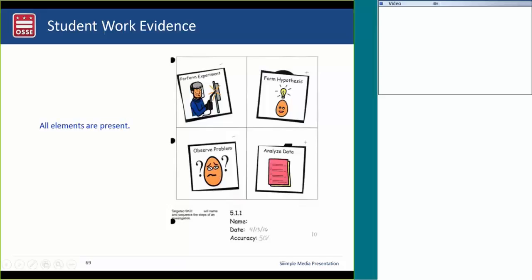This one is all right. And here, this was a cut and paste, I'm pretty sure. But here's the targeted skill down at the bottom. Actually, all the information is down at the bottom. And here's the student work. Now, there's no student directions here. The work sample is not penalized for no student directions. Best practice, again, would suggest that you include student directions, but the targeted skill is what has to be here. So you have the standard code here, the student name, the date, and the accuracy.